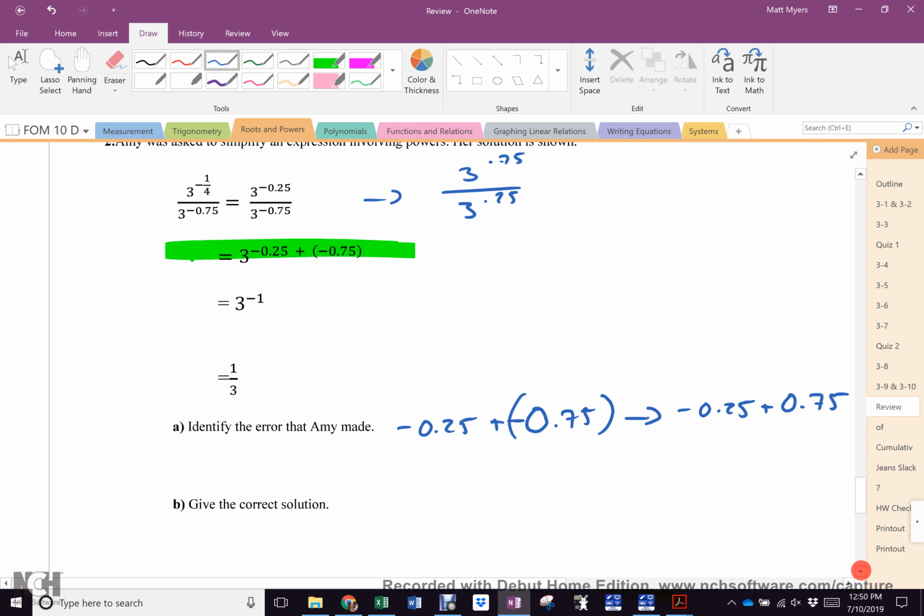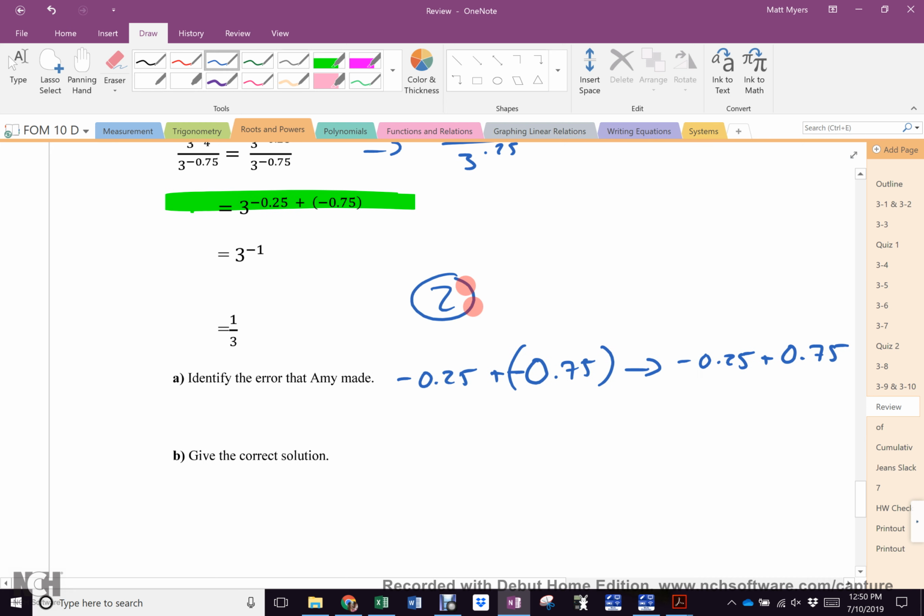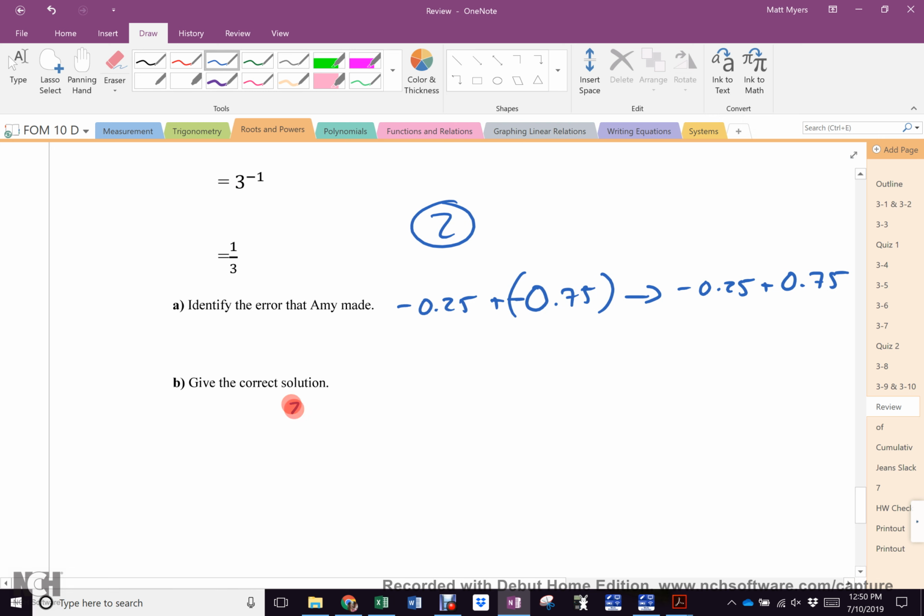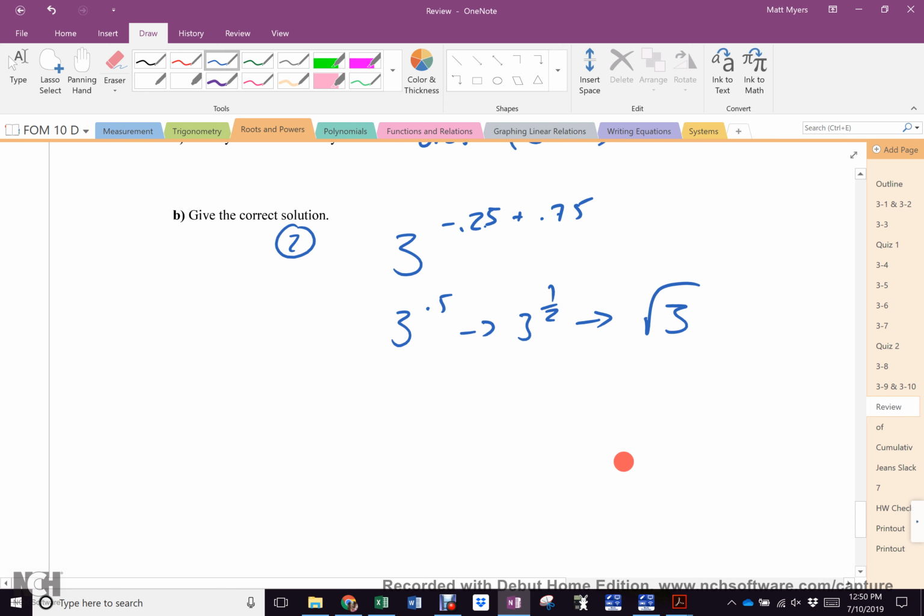Now, let's give the correct solution. Finding a mistake gets you 2. The correct solution is going to get you 2. It's 3 to the, what is this answer? Negative 0.25 plus 0.75. What's the answer? 3 to the 0.5, I will accept that. 3 to the 1/2, I will accept that. Square root of 3, I will accept that. Any of those gets you that 2 marks.